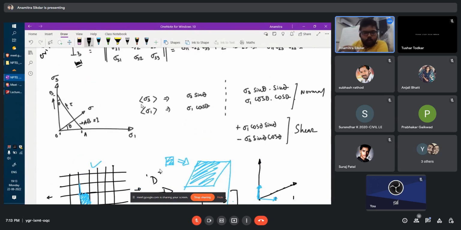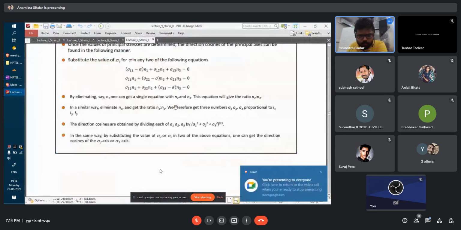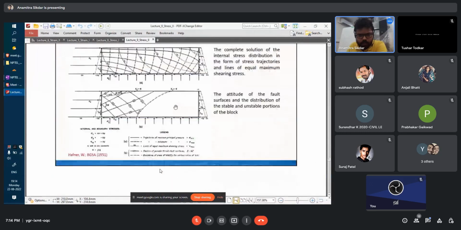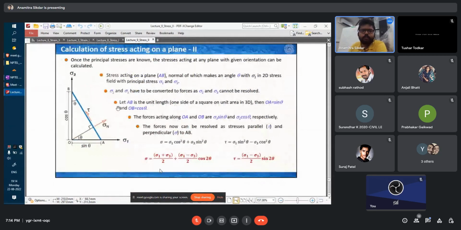So I think we are at the last part of today's lecture. There is a little bit of correction on the slides, regarding whatever sir taught you. Can you see this slide? Yes, sir. So the shear stress, if you want to calculate the shear stress, this line is not properly written.